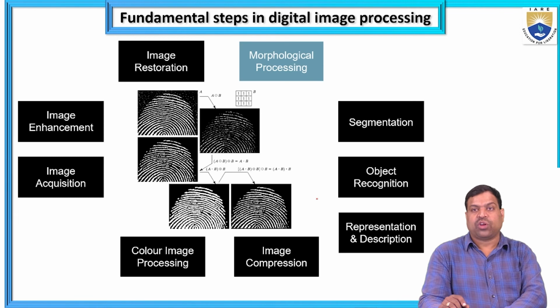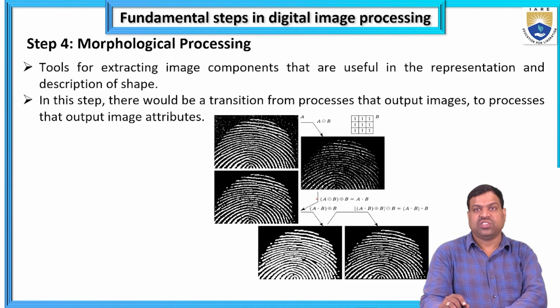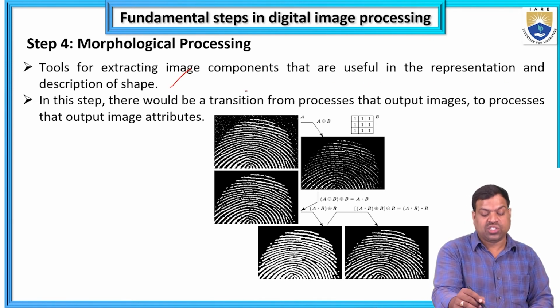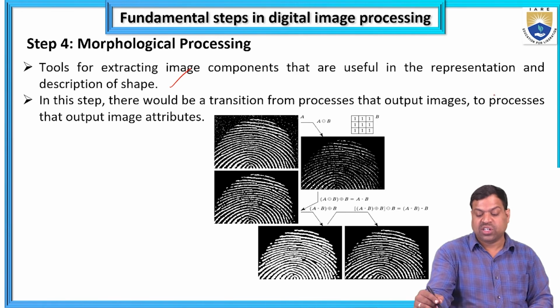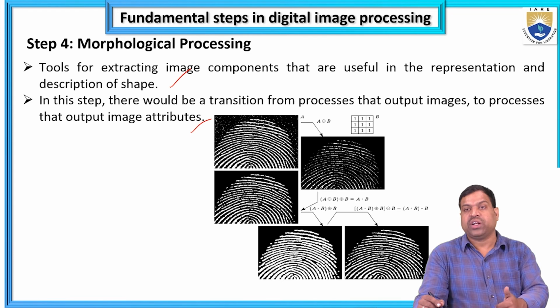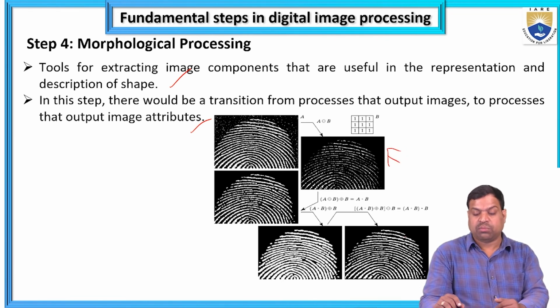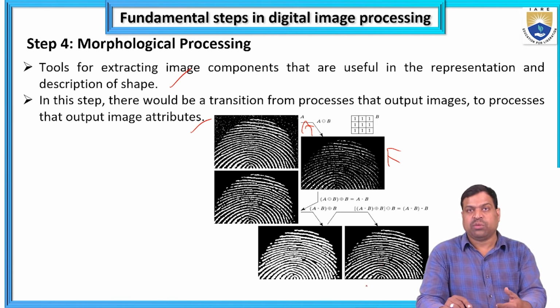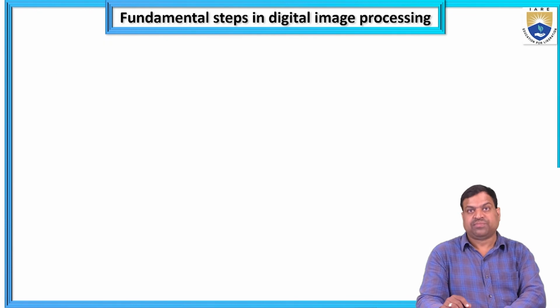Next one is morphological processing. Morphological processing is about extracting image components useful in the representation and description of shape, and it is a transition from processes whose outputs are images to processes whose outputs are image attributes. It is used completely for fingerprints or thumb impressions. For example, brightness is very low, and I convert it to very high brightness. Only for thumb impression or fingerprint applications do we use morphological processing.